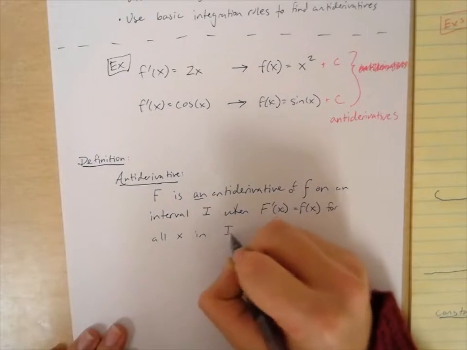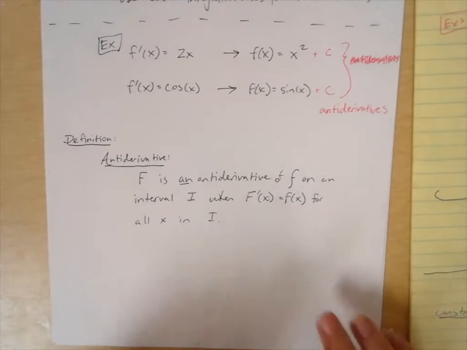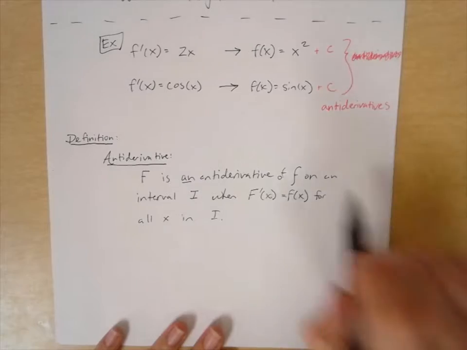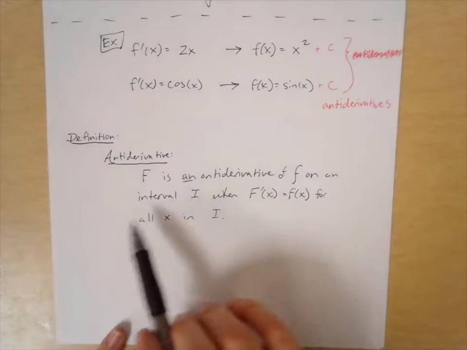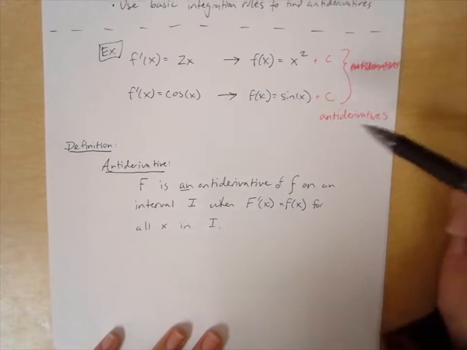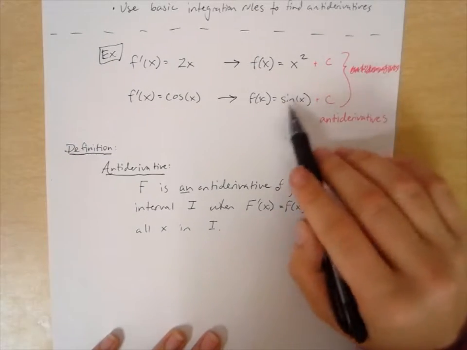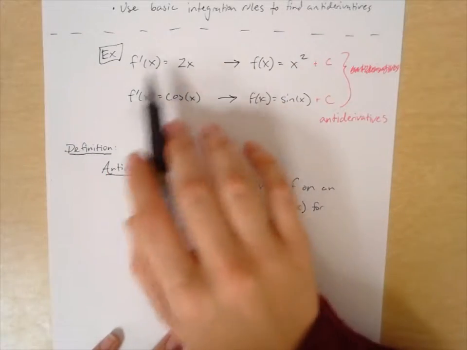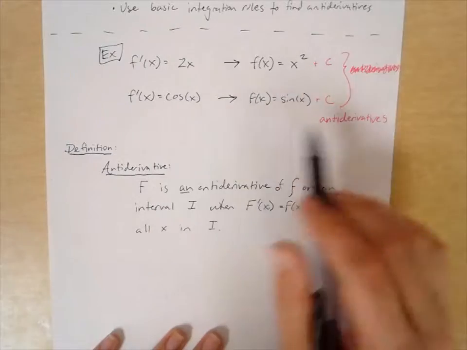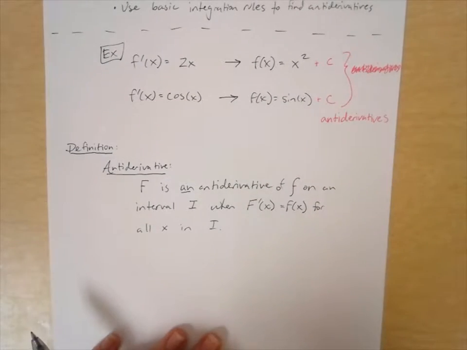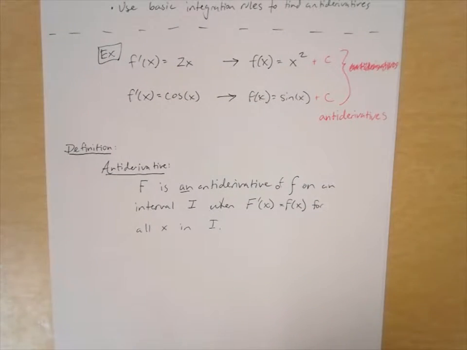in I. And once again, I always say that this is what definitions are, right? They're just the fancy math-speak way of saying what we just did up here. The derivative, the F prime of these things, is the original f that we had. So vice versa, they just undo each other. That's what an antiderivative is. It undoes what our function was that we started with.